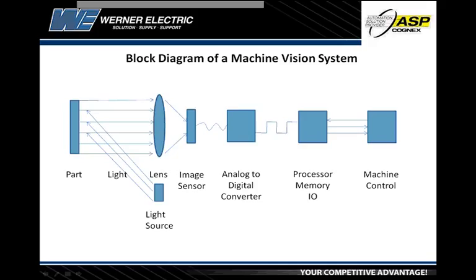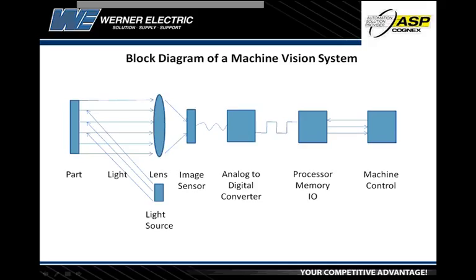That's the distinguishing characteristic that separates the systems from one another. But they all have all of these elements. There's a memory that holds the software for the image processing, and then there's some kind of I/O, either discrete I/O or serial or Ethernet I/O to interface with the machine control.